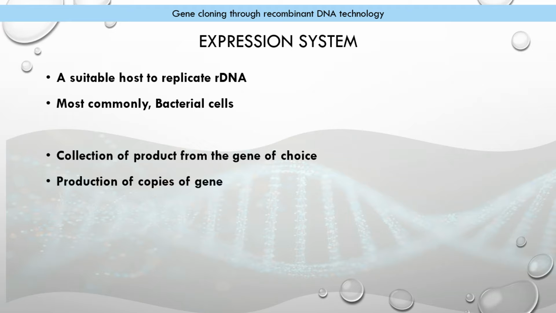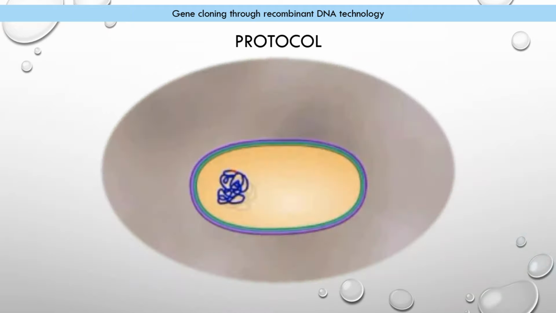Expression system. Expression system is usually a suitable host to replicate the recombinant DNA. The most commonly used expression systems are bacterial cells. Expression system can be used for the production of specific proteins from the gene of choice and also for the production of copies of genes.